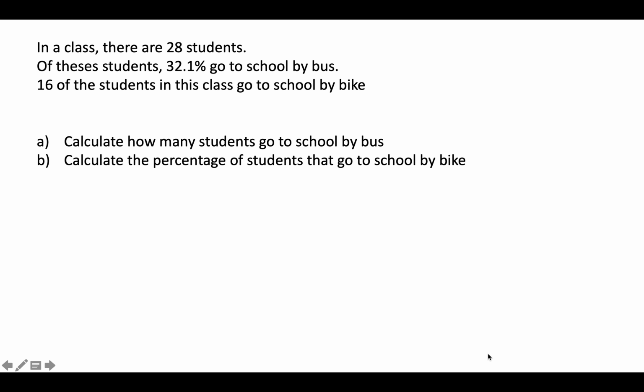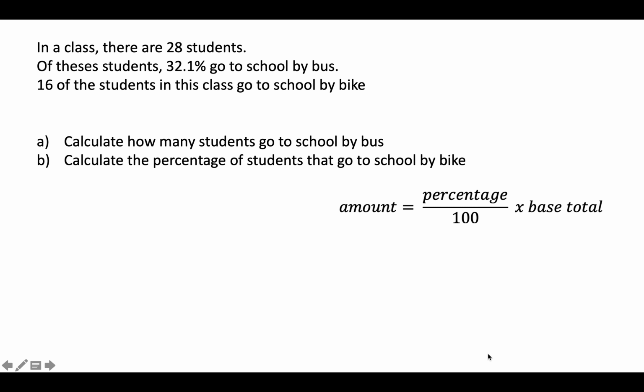So to know how to do that, you need to know how to calculate the amount using percentages. And there's one rule that always goes. If you want to calculate the amount, you have to do the percentage divided by 100, so you make it into a decimal number, and multiply that with the base total. So for this question, you have to do the percentage, 32.1%, divided by 100 times the base total, 28 students in total. And always write down your calculations.